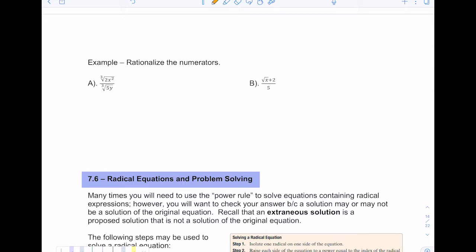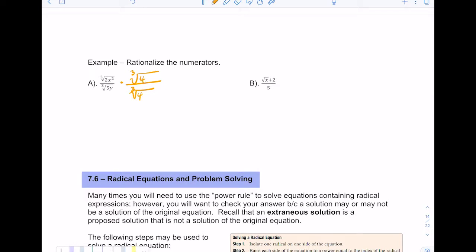So to rationalize the numerator, we're going to do the same thing, except this time we're trying to remove the radical in the numerator. So I'm going to multiply the top and the bottom by the cubed root of... So I need to multiply by something that I can take the cube root of. I can't take the cube root of 2, but I can take the cube root of 8. So if I multiply 2 times 4, that's going to give me 8.